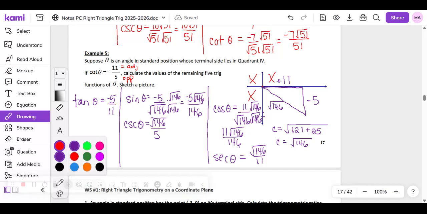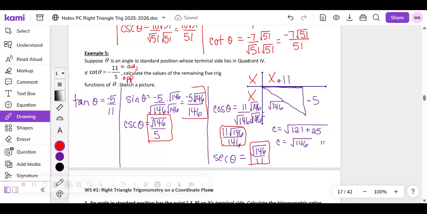Okay, so take a look at these answers. Here's our cosine and our secant. Okay, hopefully we got the same answers and you feel comfortable with this lesson.